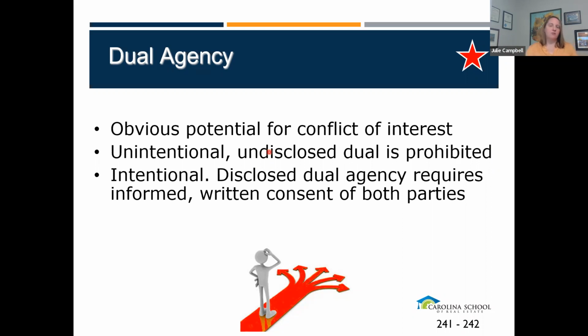How we properly handle dual agency is we enter into dual agency with informed written consent of both parties. Do not look at your buyers and sellers and say, we're going to do dual, sign here. That's not giving informed consent. How do you give informed consent? You go over dual agency in the listing agreement. You go over dual agency in the buyer's agency agreement.